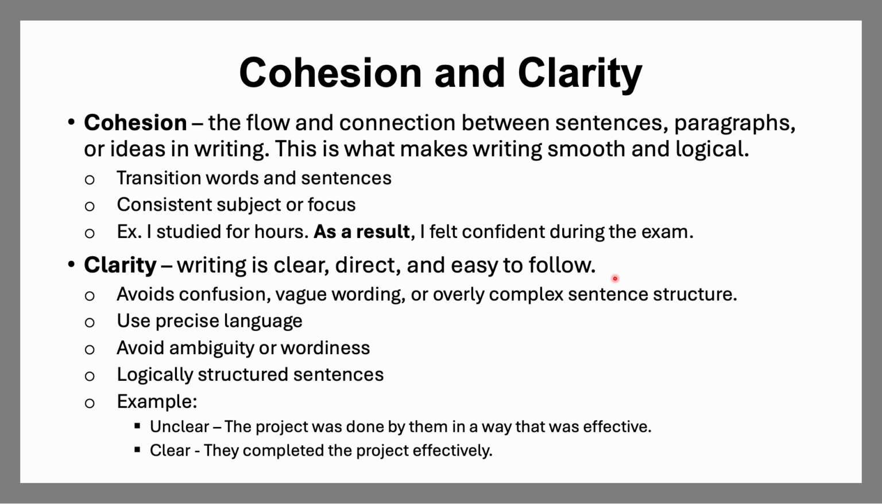One example of something that's unclear due to wordiness and a complex sentence structure is this one here. The project was done by them in a way that was effective. There's nothing grammatically wrong about this. However, there is room for revision and clarity issues. So to make it clear, you're going to make that subject right at the beginning. They completed the project effectively. So they, as opposed to the project was done by them. Why are we hiding that subject there? So we're going to put they front and center. They completed, straightforward, subject, verb.